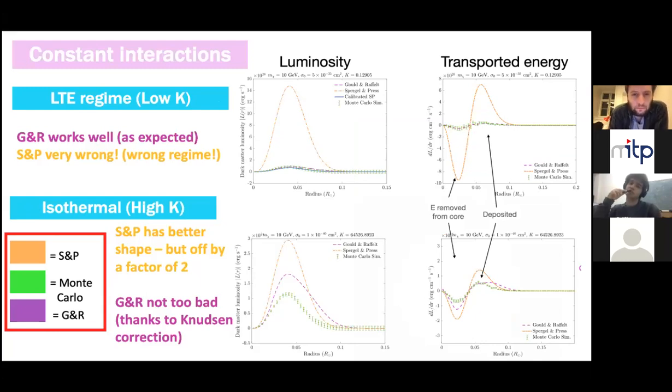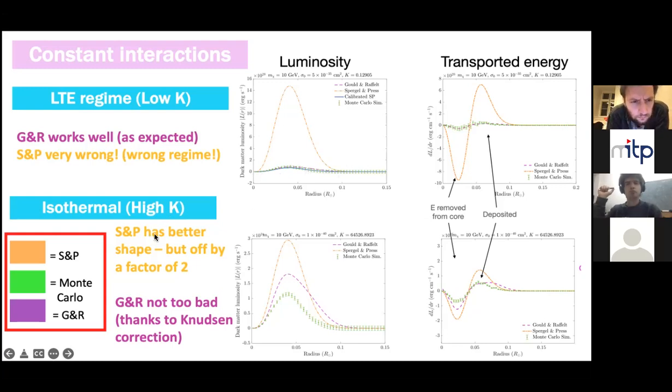So what did we find? Well, after billions and billions of CPU hours, we got out the following distributions. So this is just looking at constant interactions. We found in the LTE regime at low K, you can see that actually the Goldman-Rafelt prediction works very, very well, which is as expected, because the Goldman-Rafelt formalism is for the LTE regime. And we find that the Spergel and Press, which is shown in orange here, is actually tremendously wrong compared to our Monte Carlo in green.